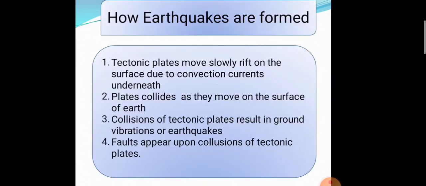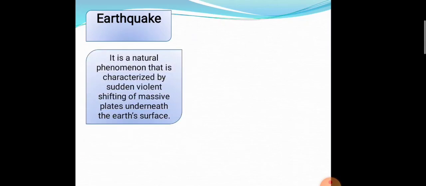So earthquakes and the epicenter. So how are earthquakes formed? First, tectonic plates move slowly on the surface due to the convection currents underneath. So plates collide as they move on the surface of Earth. Then after that, collision of tectonic plates results in ground vibration or earthquakes. Faults appear upon collision of tectonic plates. Then that is the earthquake.